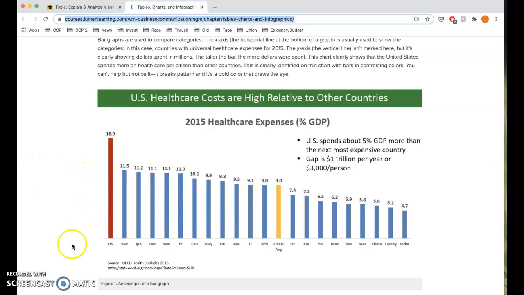And then I could ask myself, is there a way that I can put this into my own language? Well, the average is 9% and we're at 17. So the US is almost twice the average. We spend almost double as much as the average country does on healthcare expenses. So that might be a way that I could try and put it into my own words.